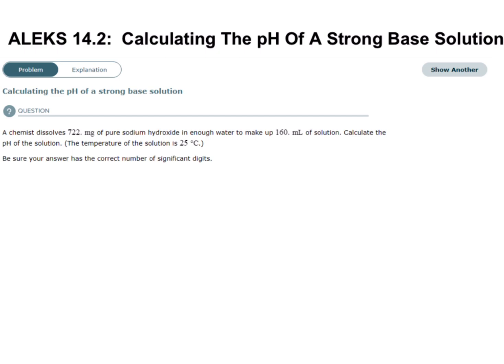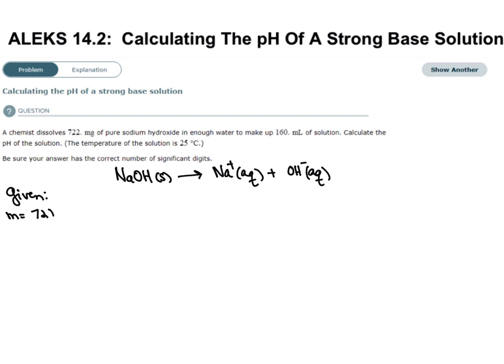So the first thing I want to do is have a balanced chemical equation. So when sodium hydroxide dissolves in water, it breaks up into its cation and its anion. I want to make sure that this equation is balanced, which it is, and I want to continue with listing my given information. The problem gives us the mass of sodium hydroxide. We have the volume of our solution, which is in milliliters. I want to convert that to liters.